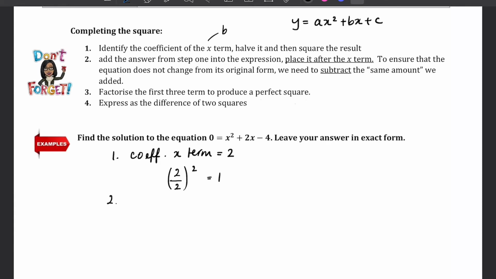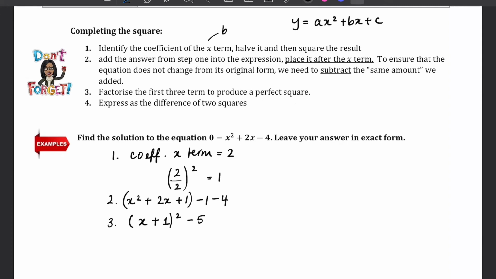So now we're going to add that into the given equation. That'll be x squared plus 2x plus 1 minus 1 minus 4. Now what we've done here with the plus 1 and minus 1 is made sure that we haven't actually changed the question itself. We've just changed how it looks. So now I'm going to go ahead and factorize the first 3 terms. Doing that, I'm going to end up with x plus 1 all squared, simplifying the negative 1 minus 4 to give me minus 5.